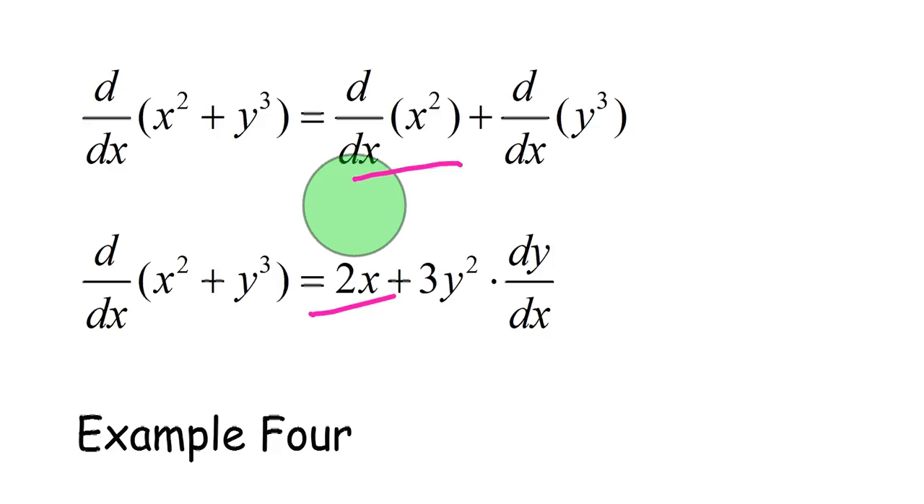All right, however, we then have to multiply by what? dy/dx. And that's it for example 3, doing sum rule with implicit differentiation.